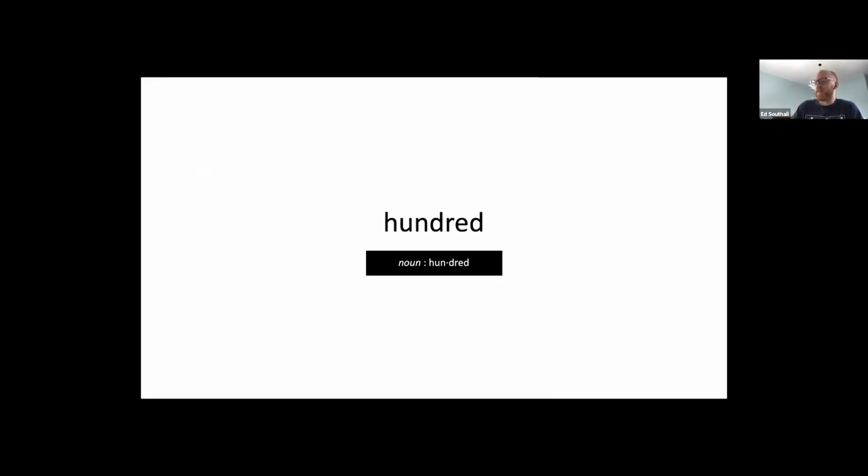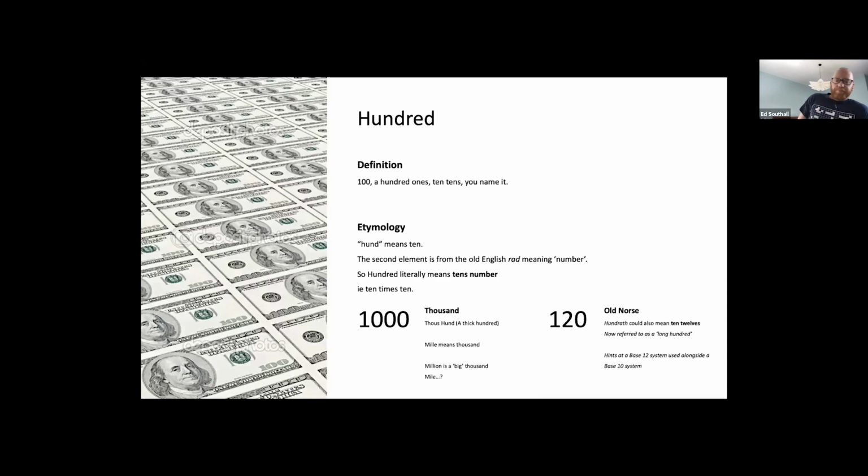All right, let's look at the number 100, which again is super weird. So 100, if we split that into 2, we have hund and we have red. And hund means 10 and red means number. So 100 means 10's number, which is weird, I think. Because to me, when you say 10's number, you're thinking in the 10's column, but apparently not. It's really inferring 10 times 10, 10 tens.